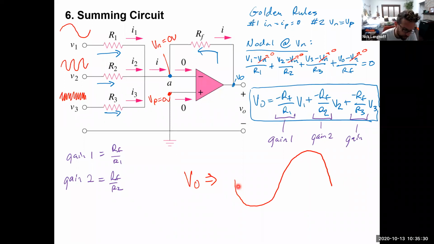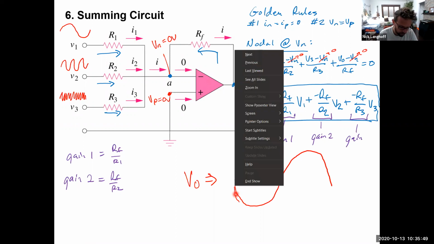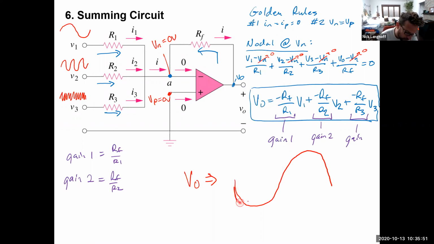But now we're going to superimpose on top of that. And again, how much of V2 is going to show up? Well, it's going to depend on gain 2, what that is relative to gain 1. And so we're going to see that inverted as well. You're going to see that show up something like this. Okay, and it adds on top of those signals.